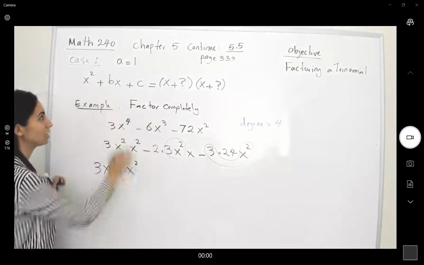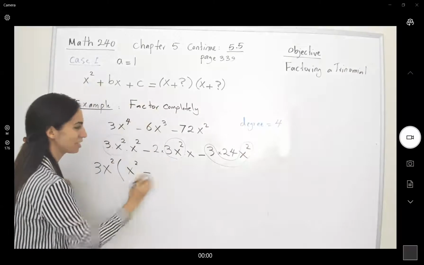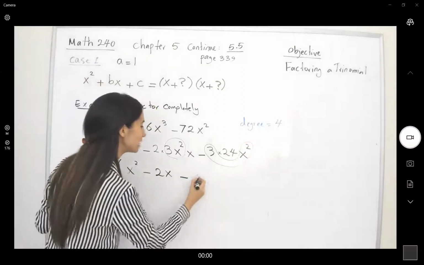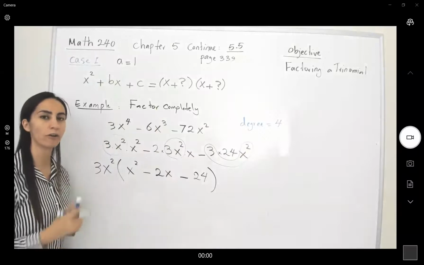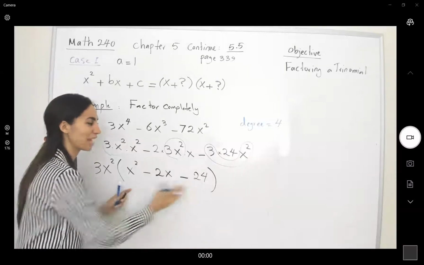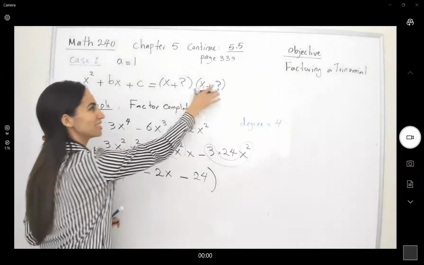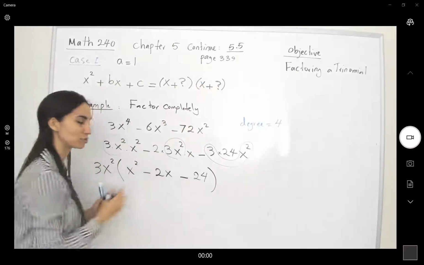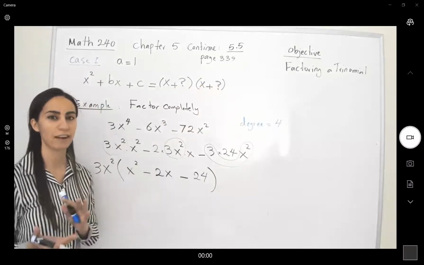Hey, take a look at your trinomial. The leading coefficient is 1. Minus, I'm factoring out 3x squared, I am left with 2x minus 24. So some part of the factorization is done. We still have to deal with x squared minus 2x minus 24 by using the formula that we just learned, how to write this quadratic expression as the multiplication of 2 linear expressions.